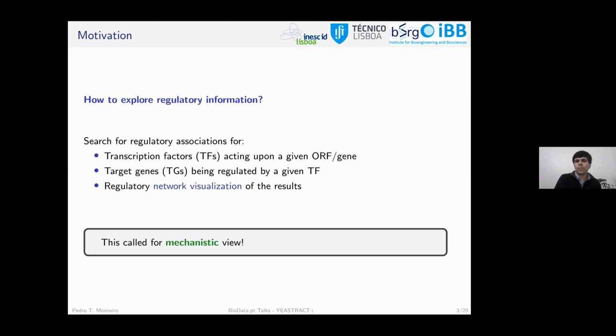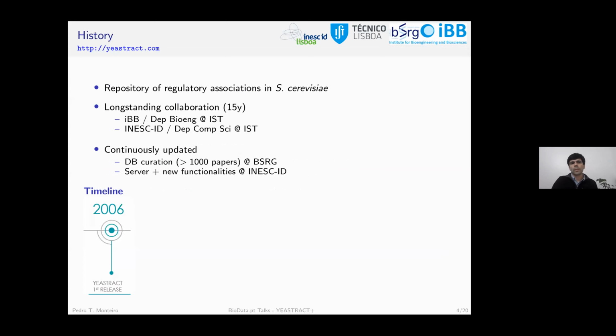What we wanted was to explore a bit more about the regulatory information. Given a transcription factor, we wanted to check what are its target genes, and vice versa. Given a target gene, how is it regulated? And we want to visualize the network, if it's an activation, inhibition, and if there are many transcription factors involved, etc. So this called for a mechanistic view of the data. And so we started to build a repository of regulatory associations for Saccharomyces cerevisiae.